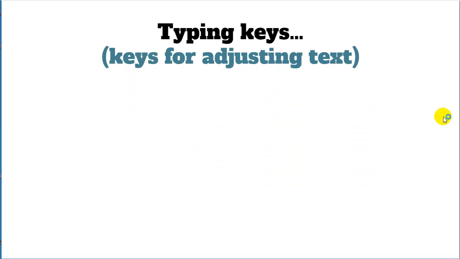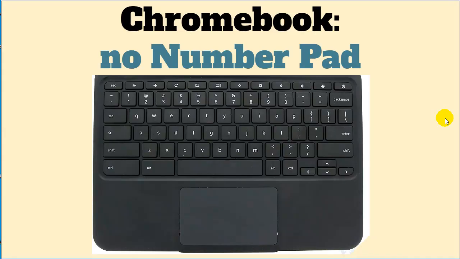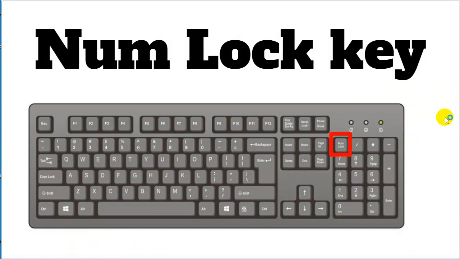Now I want to talk about the typing keys. But before I do, I want to talk about the number pad. The number pad is over here, and not all keyboards have a number pad, but some do. On a Chromebook, sorry, there's no number pad for you. To use the number pad, you have to have the num lock key on, and then the little light will light up, and it'll know that these numbers are not page up anymore. They're not the home key.